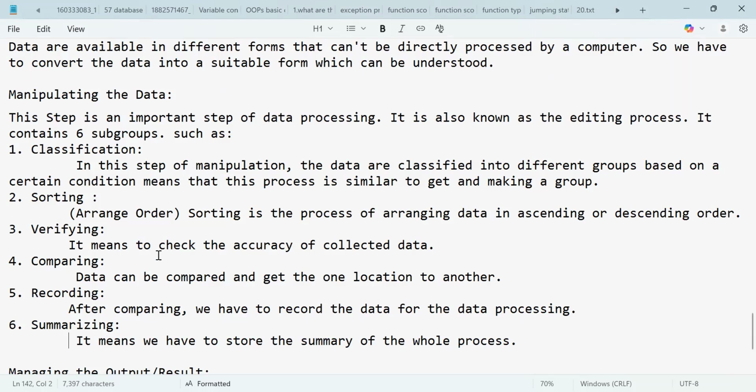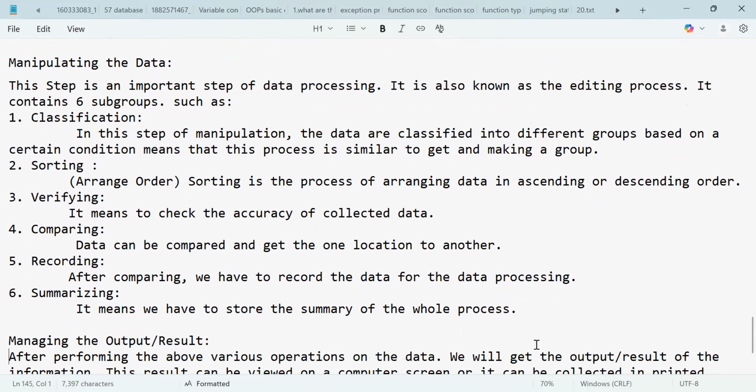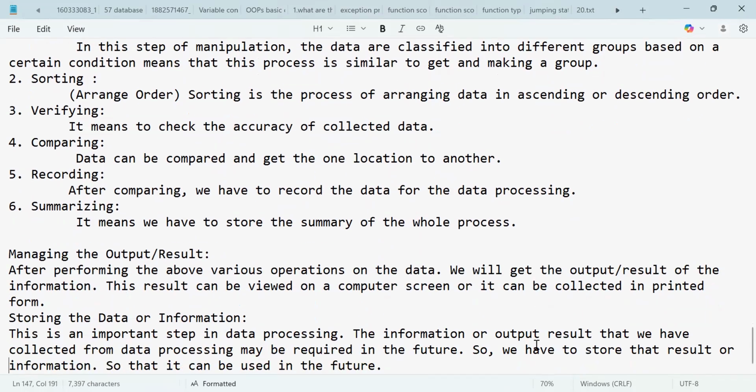After that, comparing means the data can be compared and moved from one location to another. Another one is recording. After comparing, we have to record the data for data processing, how the data will be recorded and how it will be stored. The sixth one is summarizing, which means storing a summary of the whole process, in short form, the shortest story.